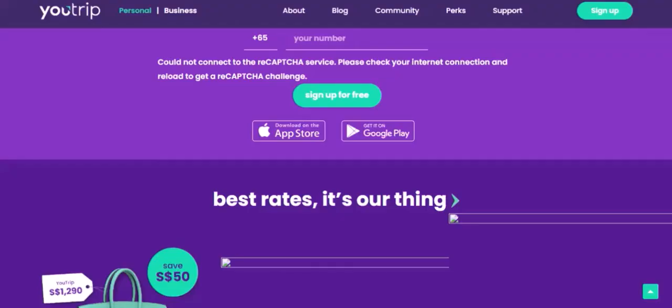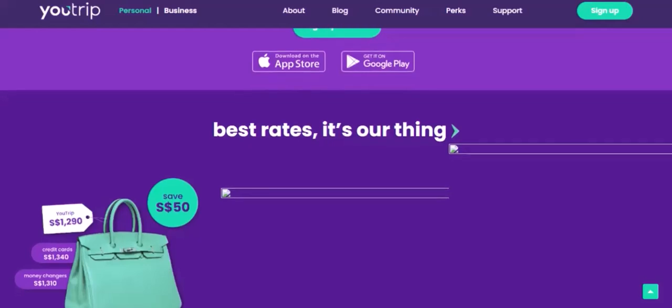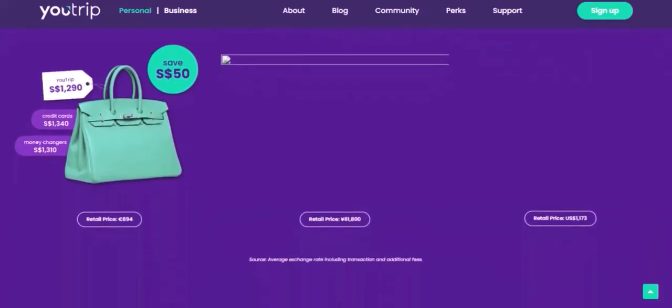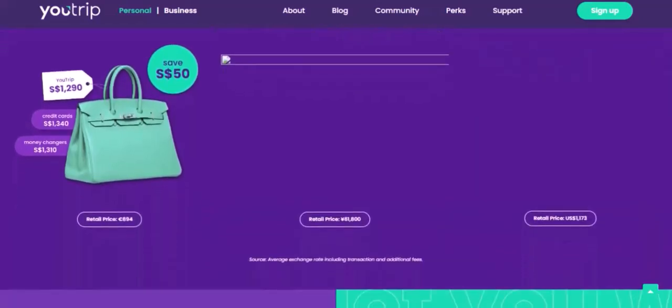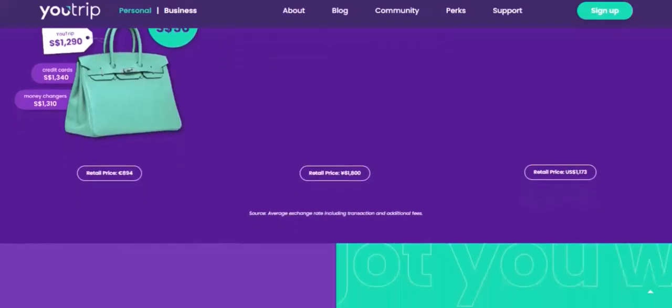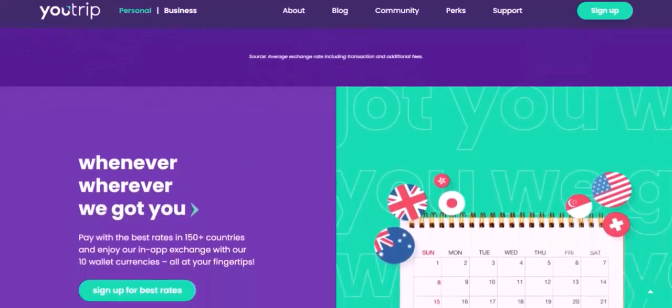While YouTrip offers a convenient way to manage your finances while traveling, it's important to be aware of a few things. Firstly, YouTrip charges a small fee for currency conversion. Secondly, while the real-time exchange rates are beneficial, they can also fluctuate, potentially affecting the final amount you pay.